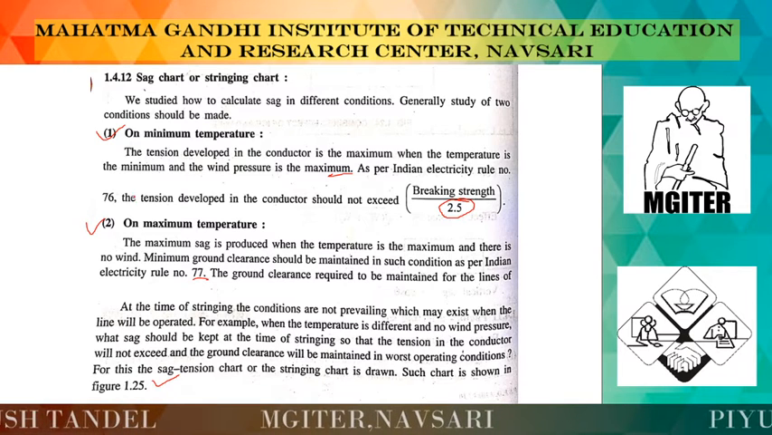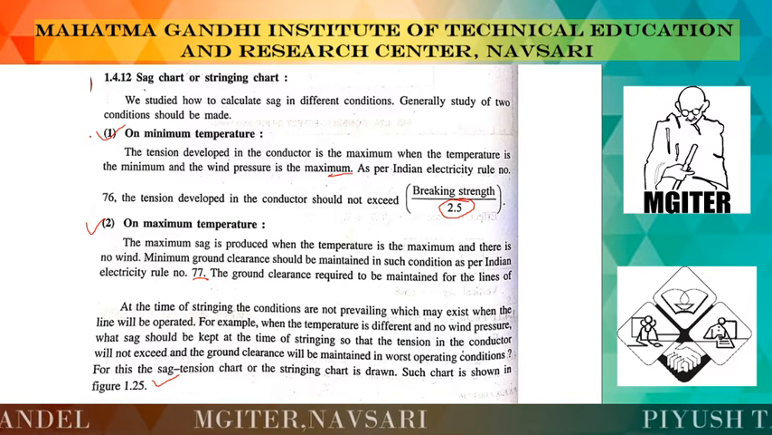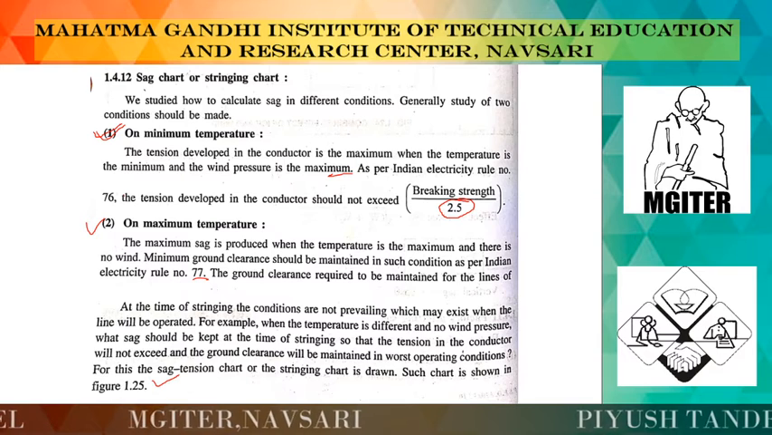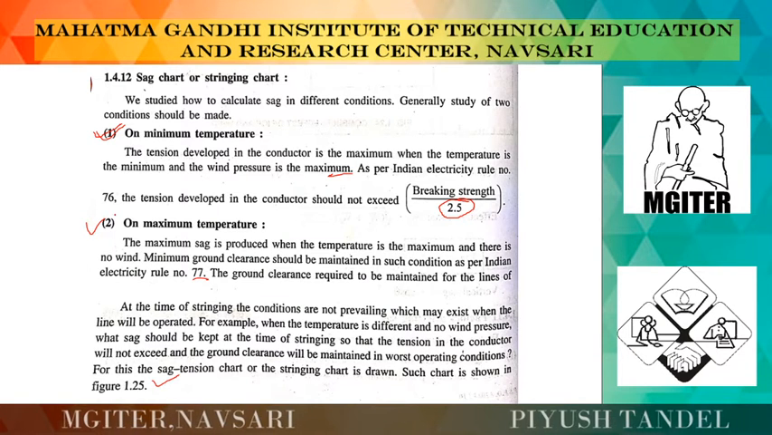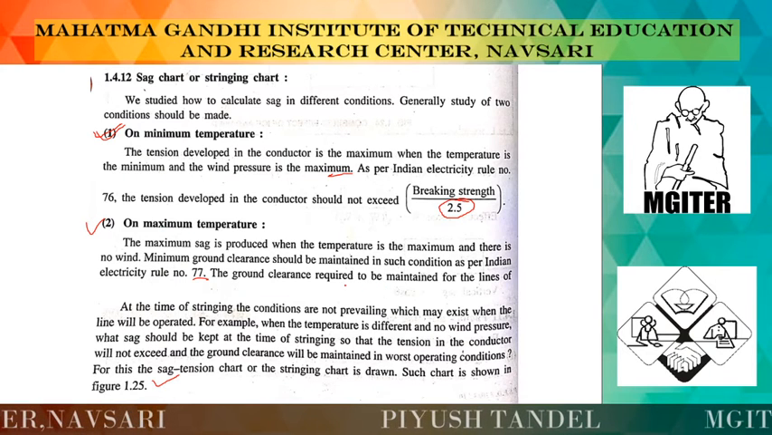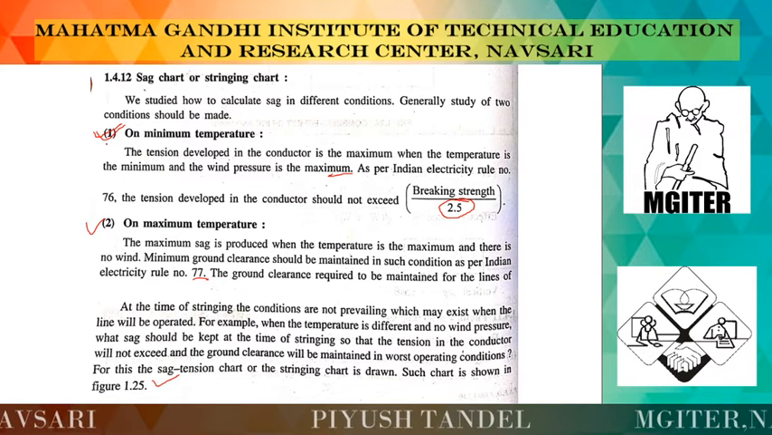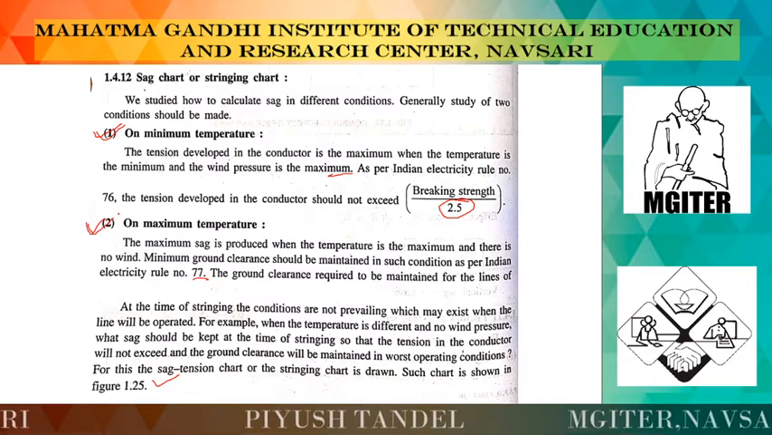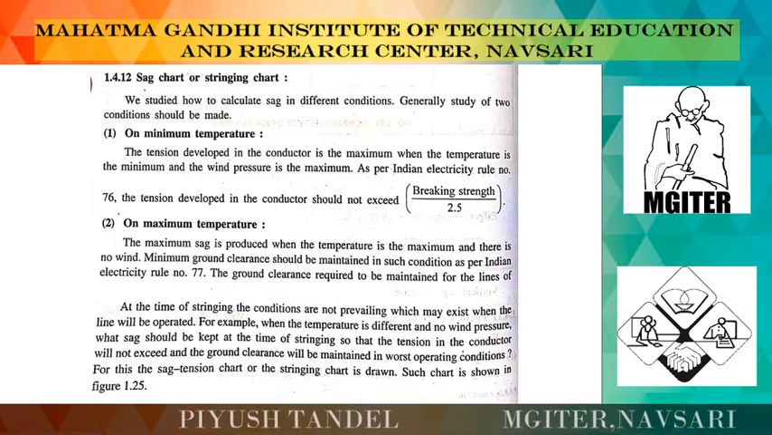So what is the meaning of that? The meaning is that the tension needs to be kept at a minimum, and we are not compromising with the tension and the ground clearance. The ground clearance is maintained, and the sag is also maintained at minimum temperature as well. So let's see the stringing chart.